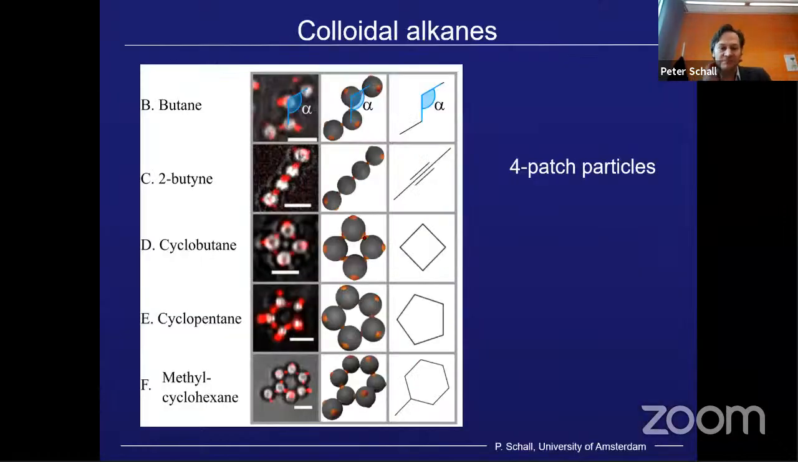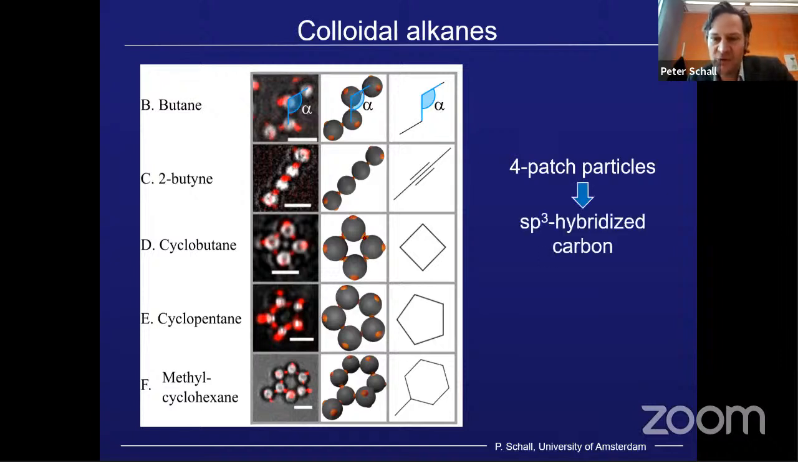Okay, now let me change gears a little bit and just investigate 4-patch particles for now, because they have, of course, interesting analogues in chemistry, because they look really like sp3 hybridized carbon. Of course, we don't have quantum mechanics at work, but what we do see is geometrically equivalent structures to what you know in chemistry, essentially.